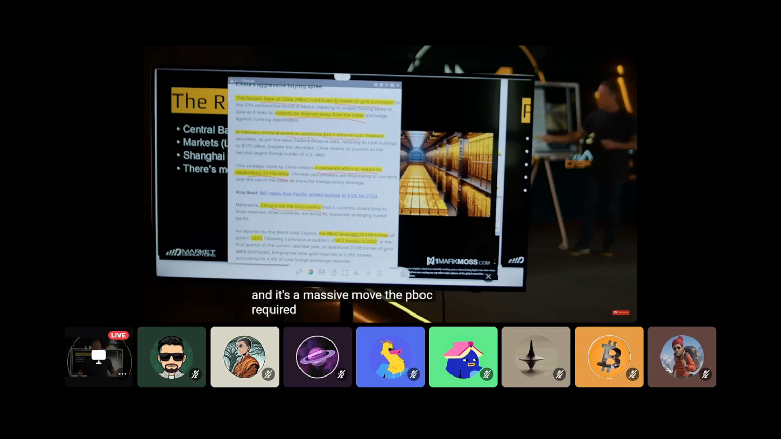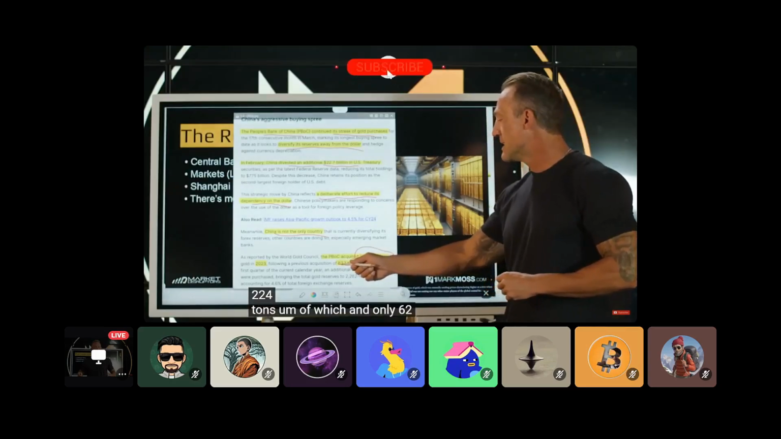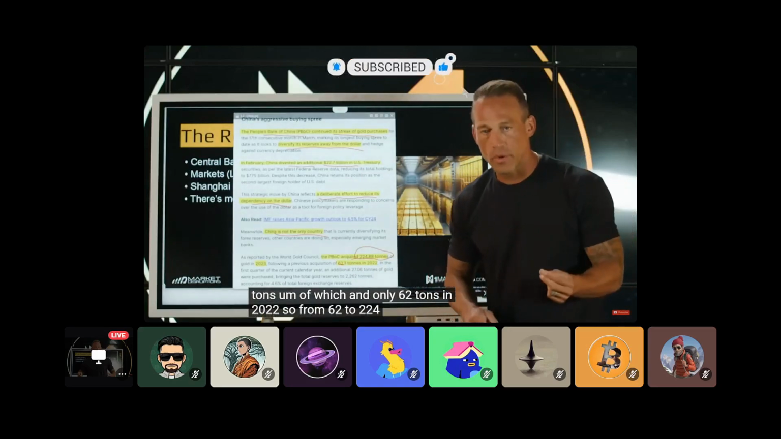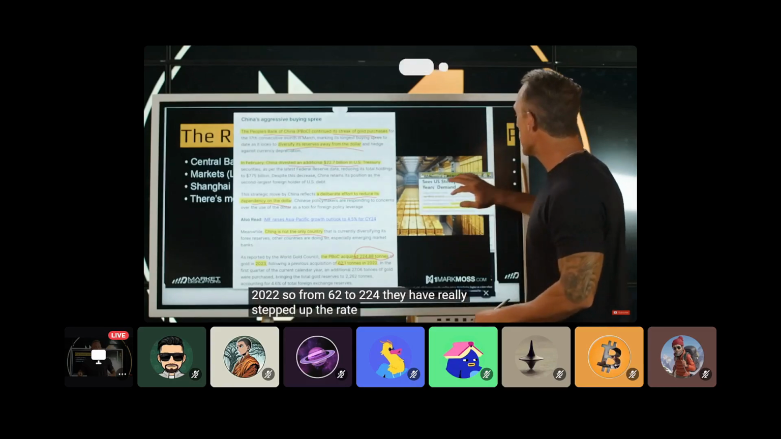The PBOC acquired 224 tons, compared to only 62 tons in 2022. So from 62 to 224, they have really stepped up the rate of their buying.